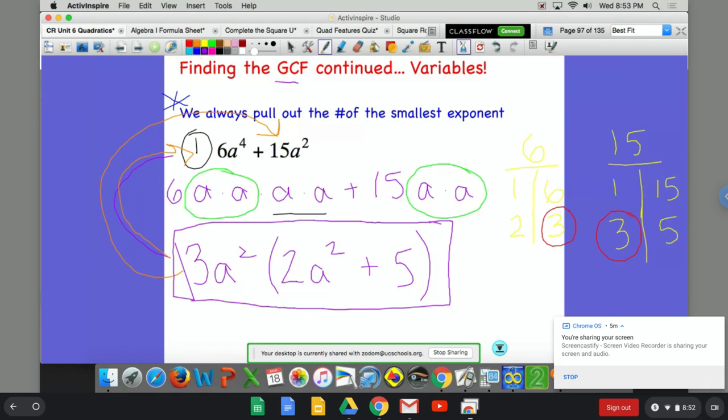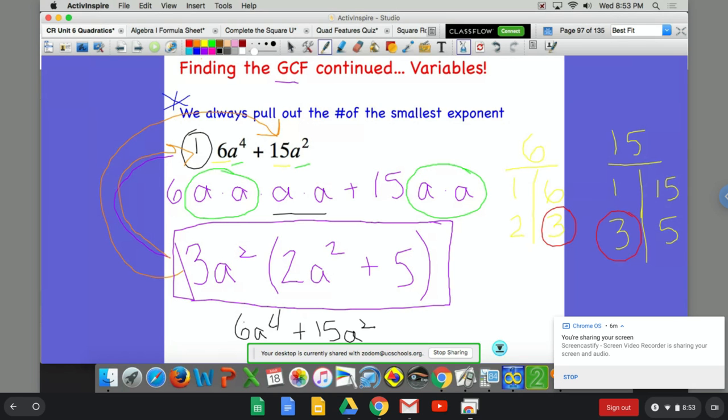But we just got to remember that the numbers or the coefficients work the exact same as they did yesterday. The only thing new that we are introducing now are the variables. So if you wanted to, you could factor this thing back out. And so 3a squared times 2a squared is going to give you 6a to the fourth. And 3a squared times 5 is going to give you 15a squared. So it gives us exactly what we started with. So now you know you are correct.